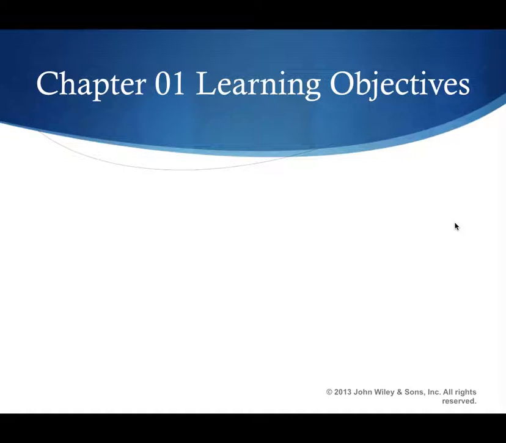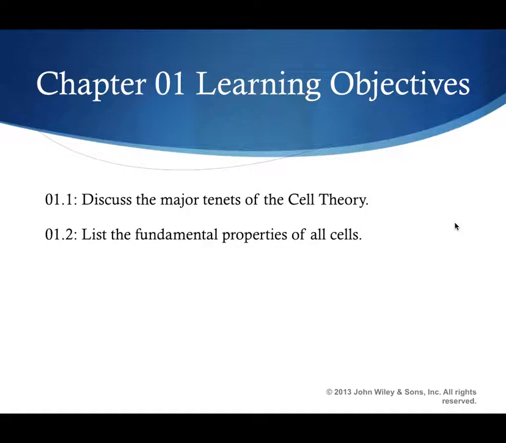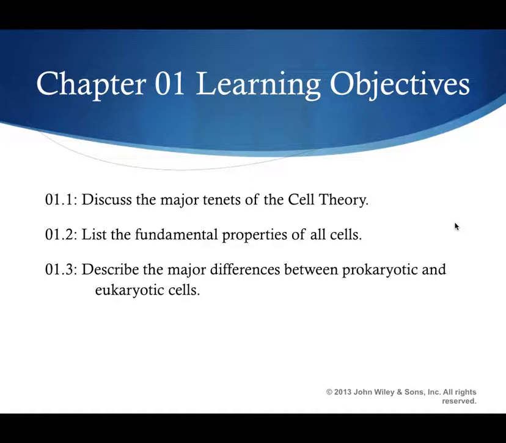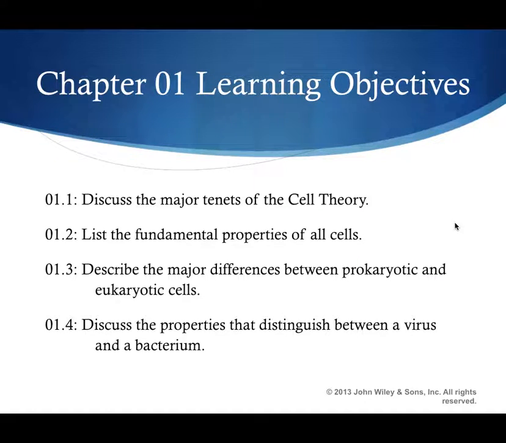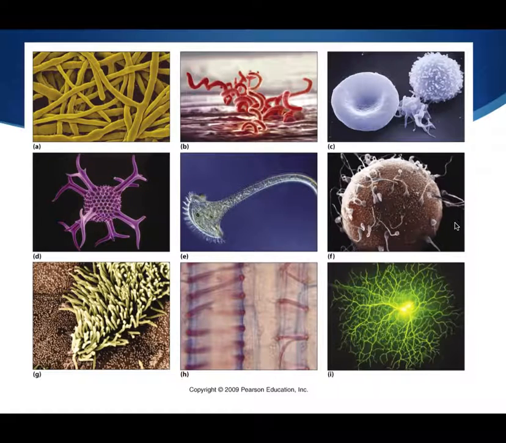We will begin with our learning objectives for this chapter. Upon completion of this chapter reading and homework, you should be able to: 1. Discuss the major tenets of the cell theory. 2. List the fundamental properties of all cells. 3. Describe the major differences between prokaryotic and eukaryotic cells. And 4. Discuss the properties that distinguish between a virus and bacteria.